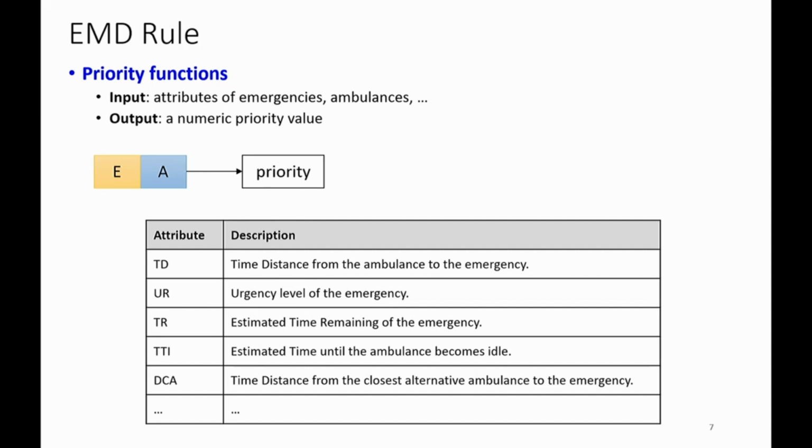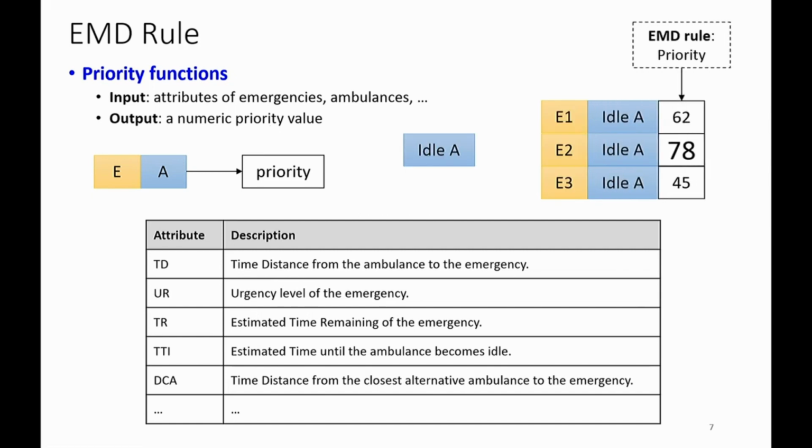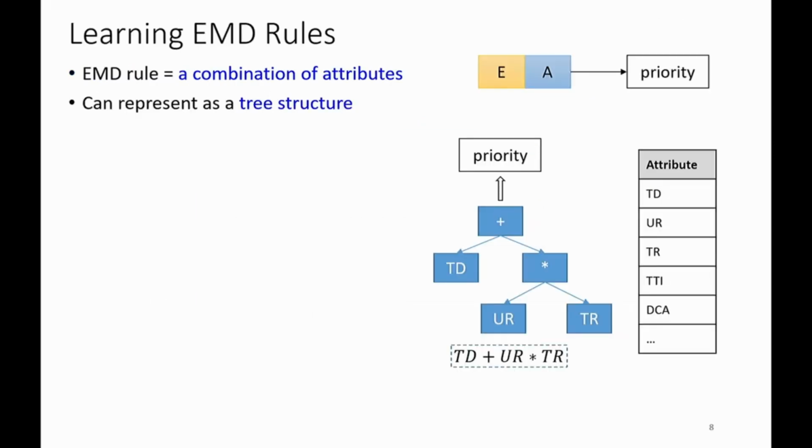We use a priority function to represent this rule. Basically, if you have an emergency and you have an ambulance, then we have a priority here. This is what the rule generates given this pair. And that rule can be a combination of many features. And then, for example, we get these priority values, and based on the priority value, we select, okay, emergency 2 will be this ambulance.